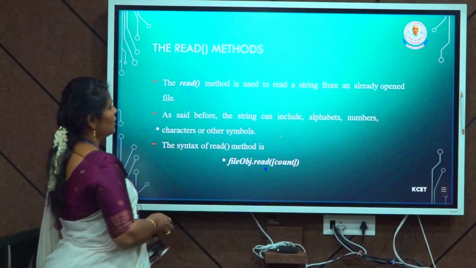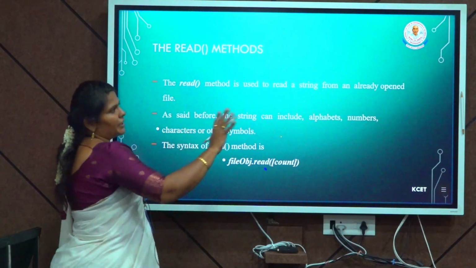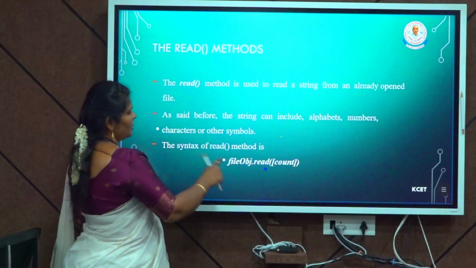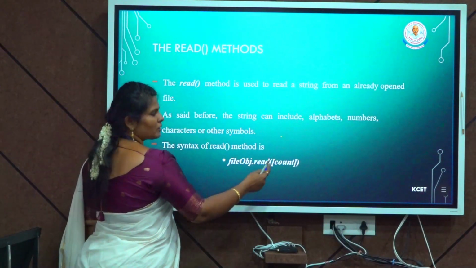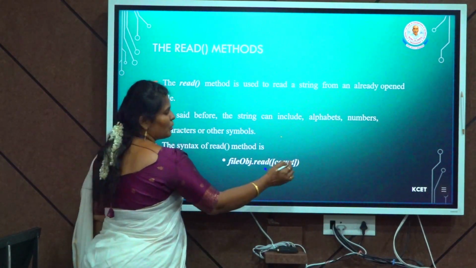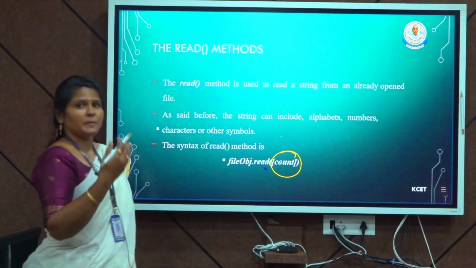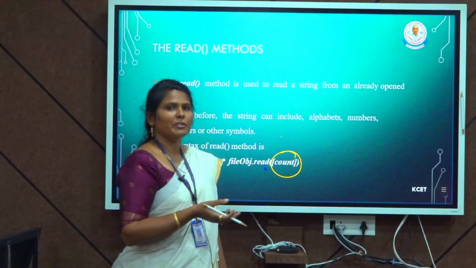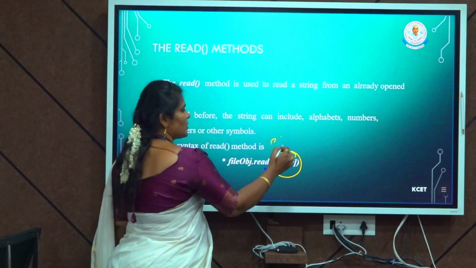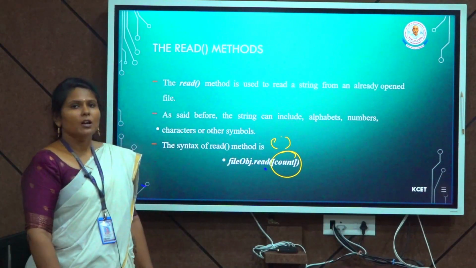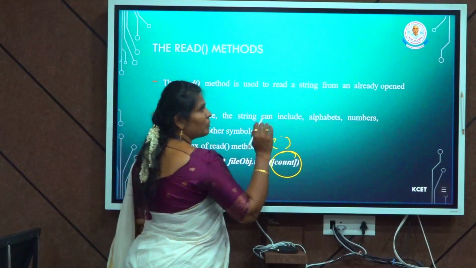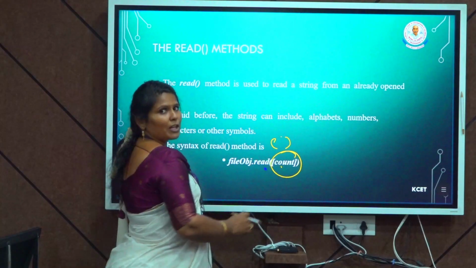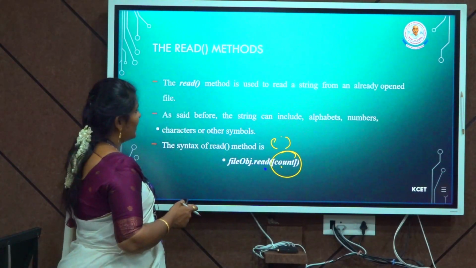So next one is read. Here with read we can read the string that is present in the already opened file. This is the syntax: file object dot read, and this count argument is optional. You can specify the count, that is the number of characters you want to read from the particular file, or if you leave it as such, then it will read the entire file. If I have to read only up to 50 characters from the file, then you can give the count value here. Otherwise it will read everything.